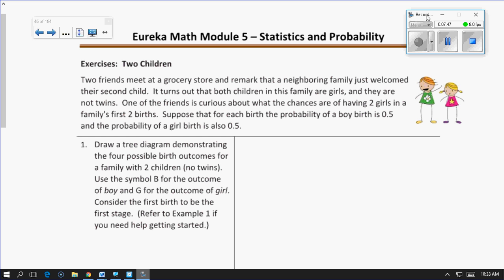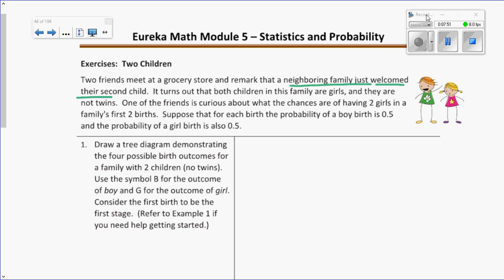Okay. 2 friends meet at a grocery store and remark that a neighboring family just welcomed their second child. It turns out that both children in this family are girls, and they are not twins. Okay, so they are both girls. One of the friends is curious about what the chances are of having 2 girls in a family's first 2 births. So what it's saying is if a family has 2 kids, one and then they have another kid, what is the chance that they will both be girls? Okay, we're going to draw a tree diagram first.